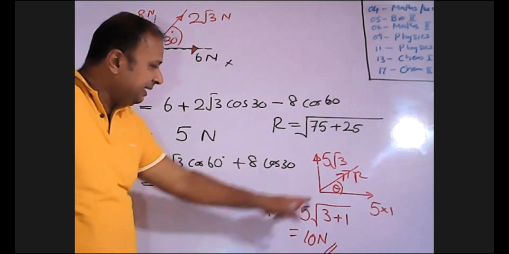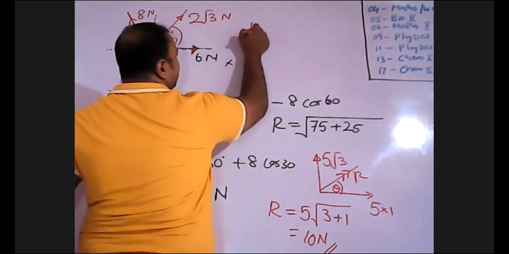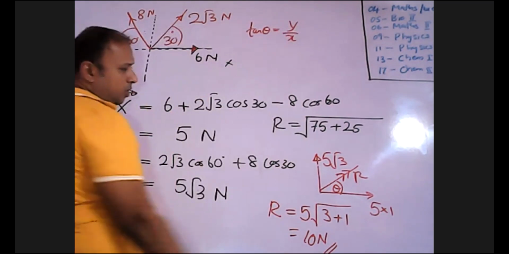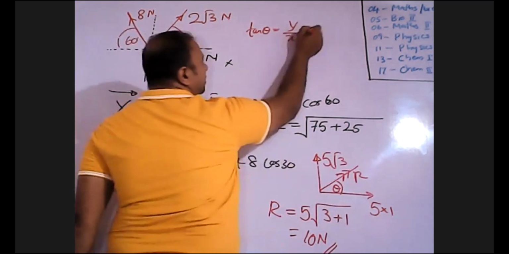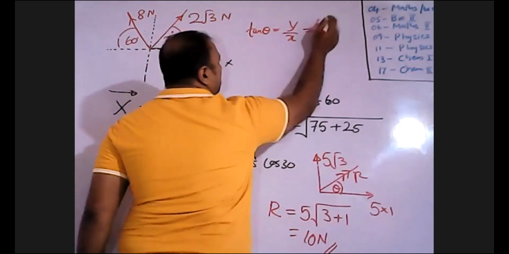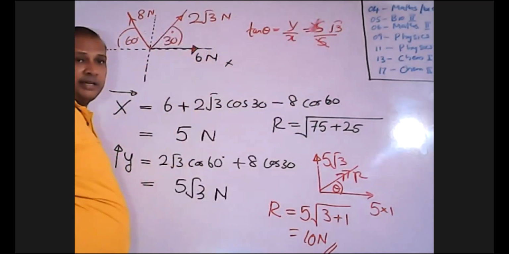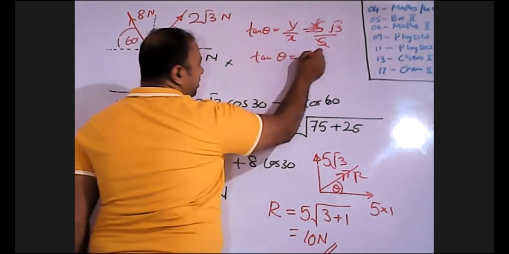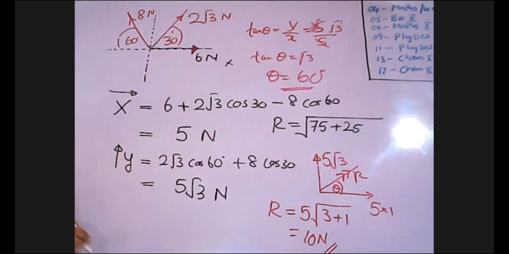What is the angle? Tan theta is equal to y over x. Y means this side, x means this side. That means 5 root 3 over 5. 5 and 5 will be cancelled out. Tan theta is equal to root 3. That means theta is equal to 60.